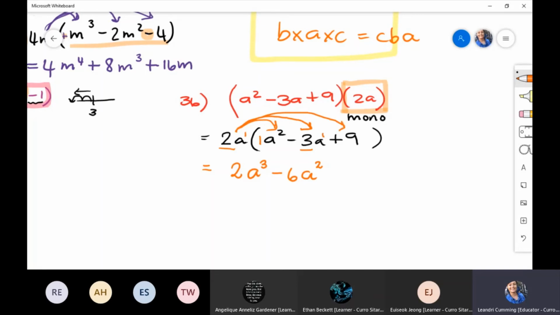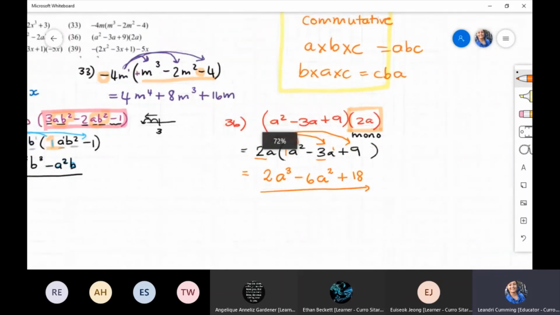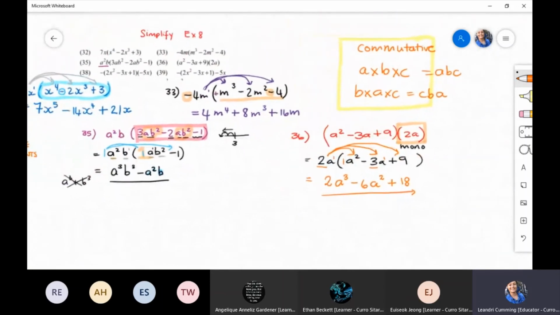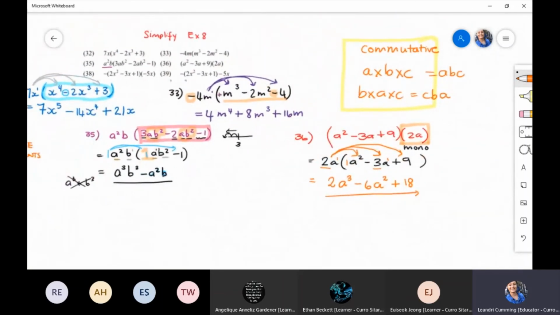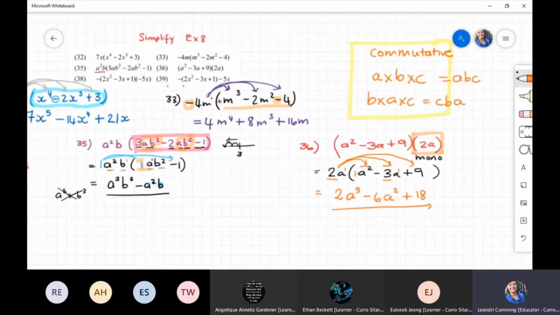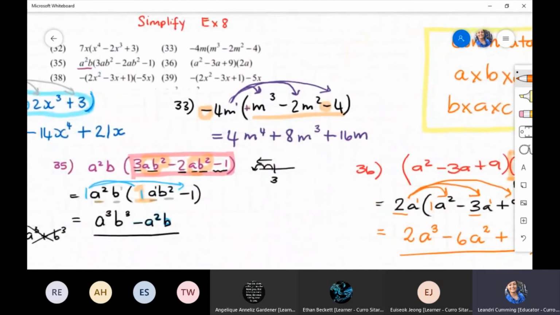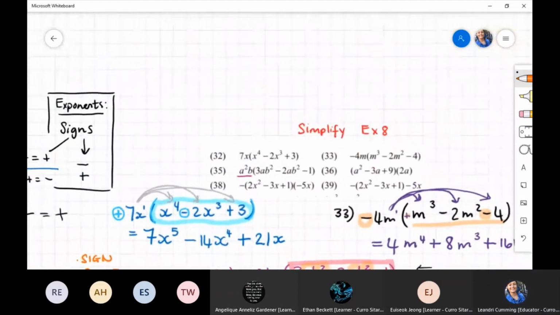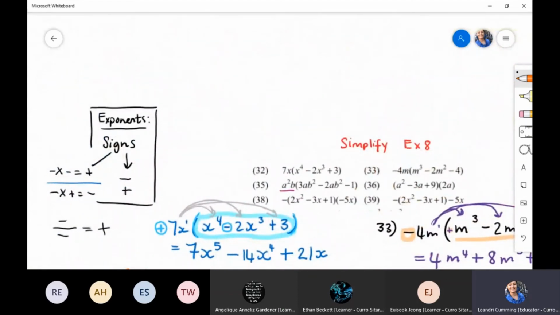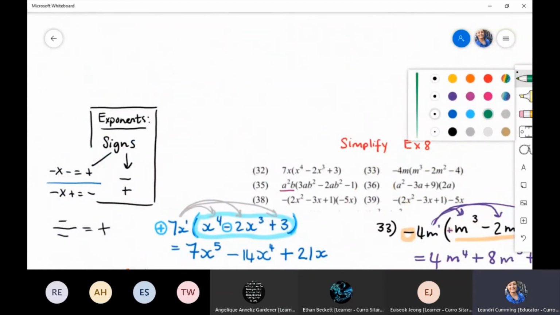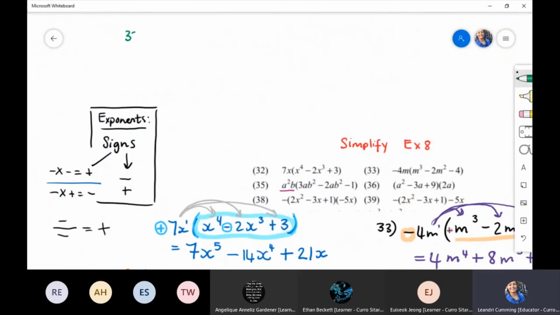2a times the constant. Positive times a positive is a positive. 2 times 9 is 18. And there I go. Final answer. Great. No need to simplify further. They're all unlike terms. Right, now let's look at that number 38. Okay, number 38 has a negative in front of the bracket.